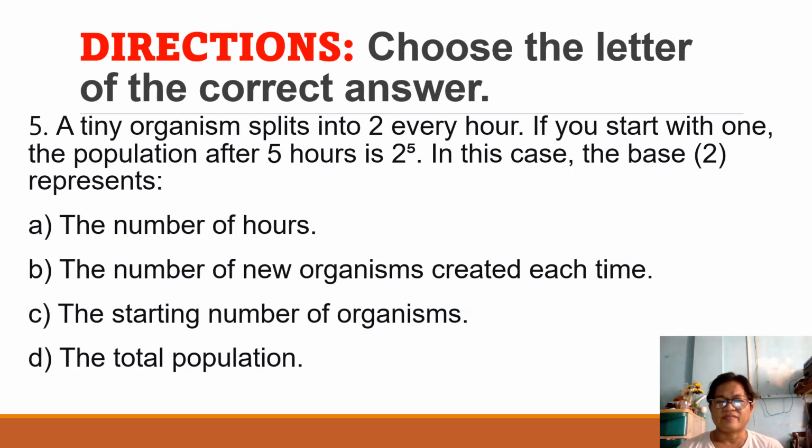Number 5. A tiny organism splits into 2 every hour. If you start with 1, the population after 5 hours is 2 raised to 5. In this case, the base 2 represents A. The number of hours, B. The number of new organisms created each time, C. The starting number of organisms, letter D. The total population. Okay?